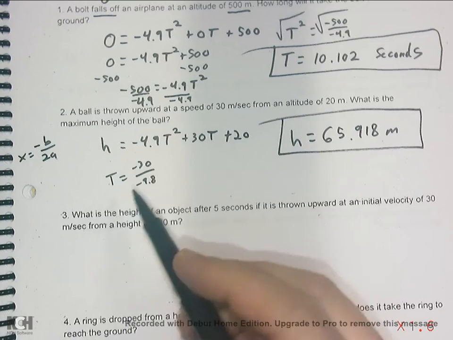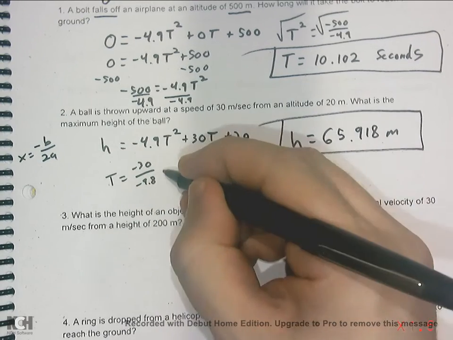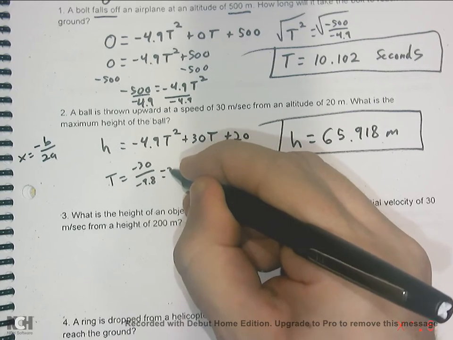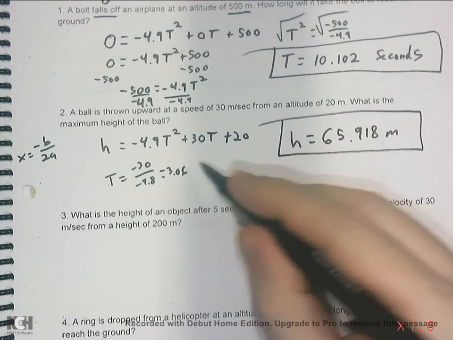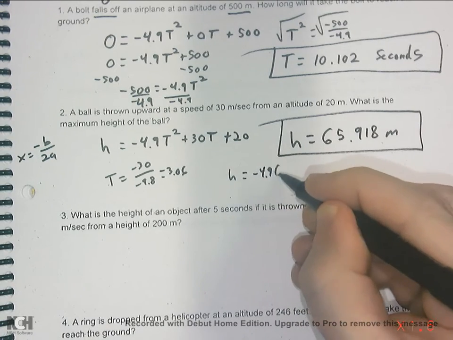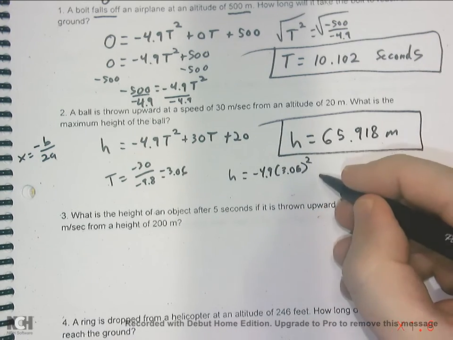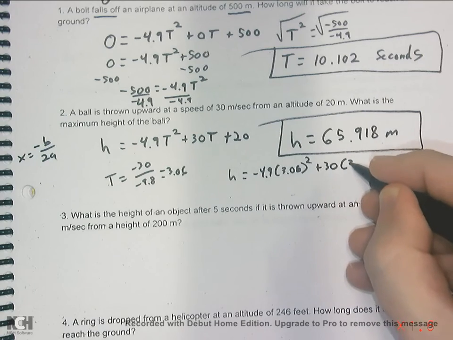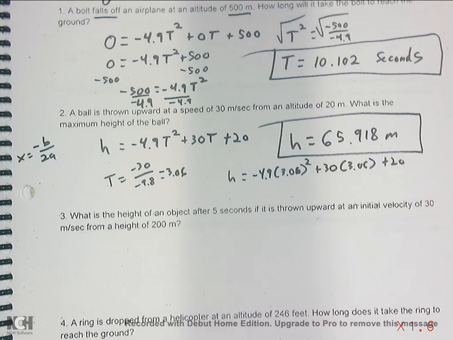Not too tough, right? So again, I did this first, and then I took that answer, which was around 3.06, and then I plugged that back in for t into the original one. So I had height equal to negative 4.9 times 3.06-ish squared plus 30 times 3.06 plus 20, and I got 65.918. Okay, let's look at another one.